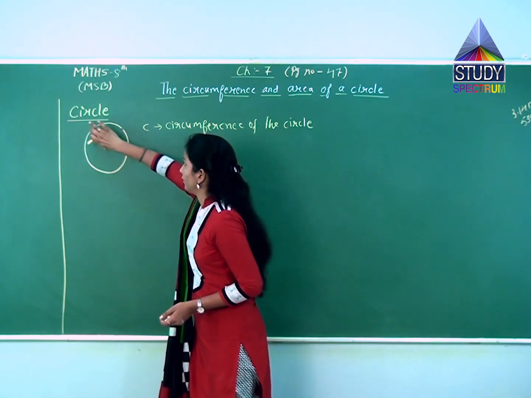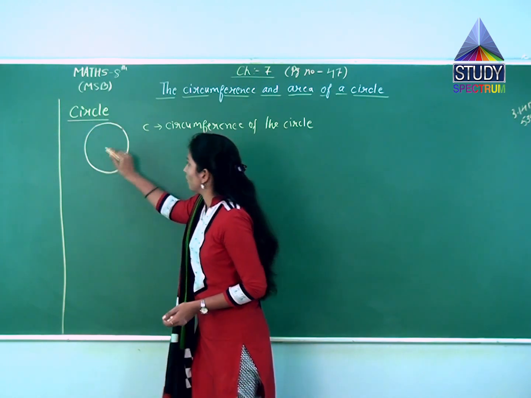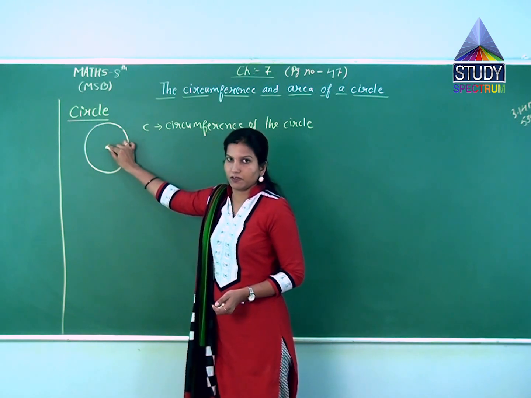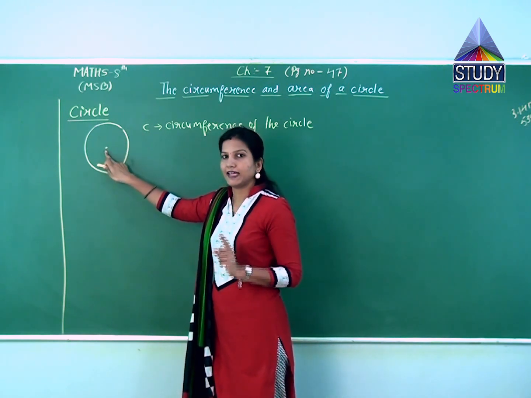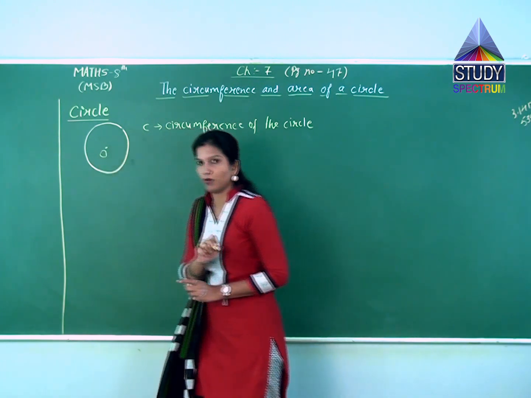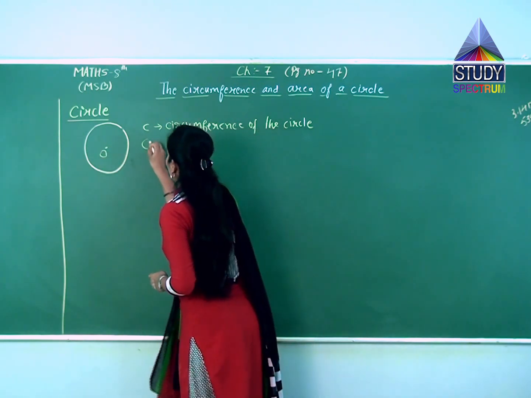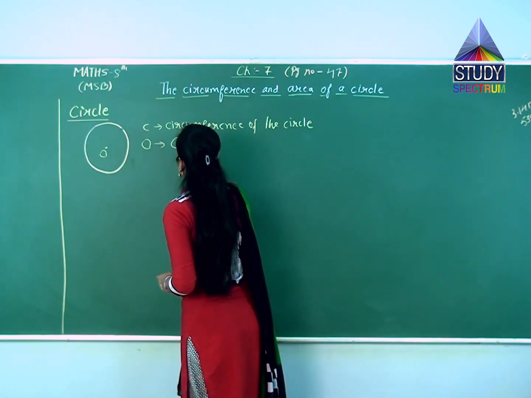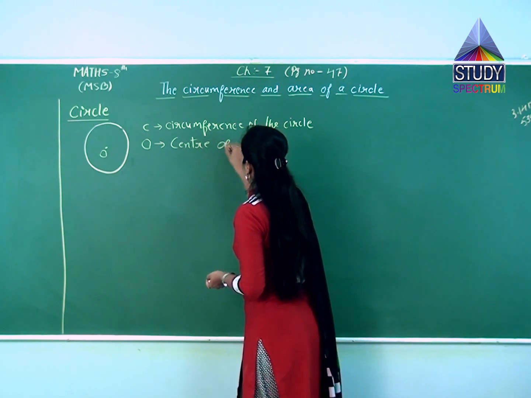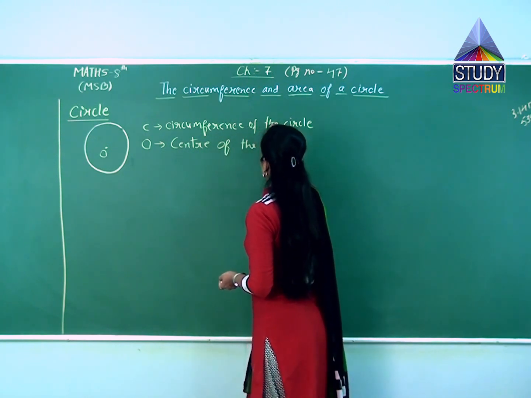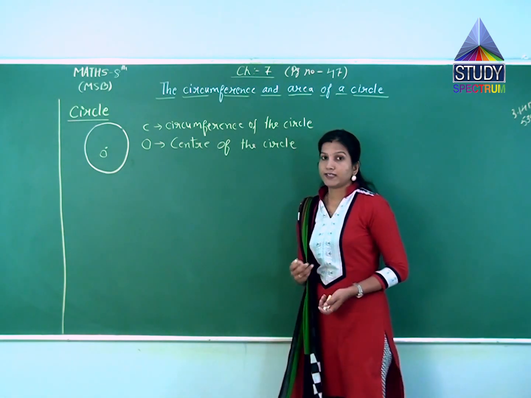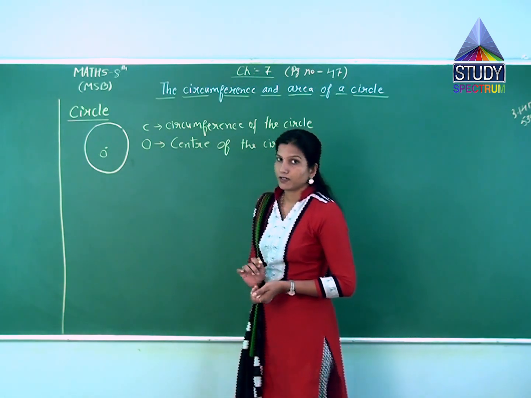Now, if you draw the circle with the help of a compass, then one end point of compass is placed here and you draw the circle like this. So, this point is known as the center of the circle. What is this? This is known as the center of the circle. Let us denote it by O. Then O will be the center of the circle.